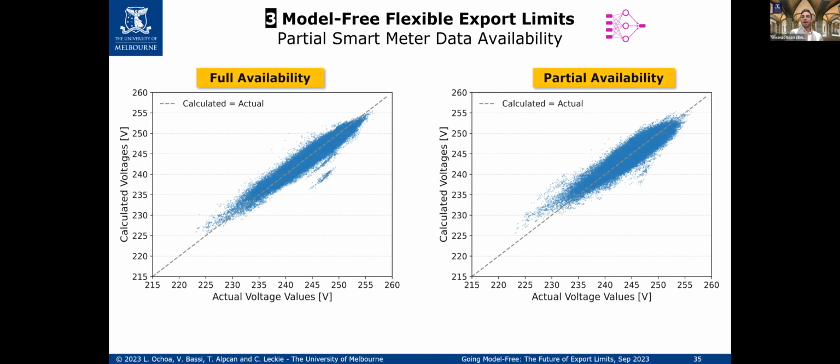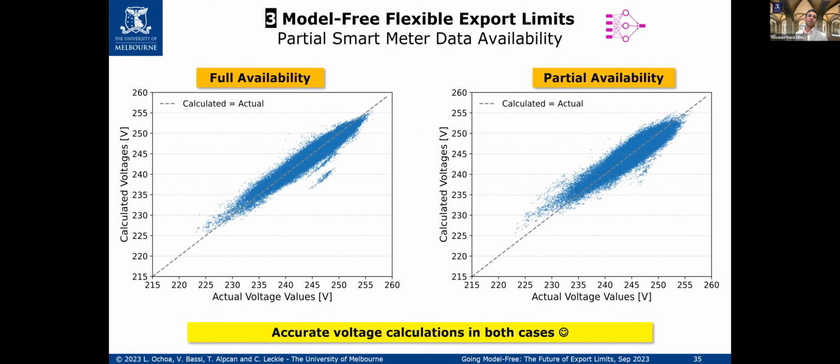Here we are presenting again these scatter plots. On the y-axis is calculated voltages, and the x-axis is actual voltage values. We can see that in both cases, we are capturing the underlying relationships of the low voltage network. What does this mean? Well, this means that we can actually do this with less data. And I'm going to spoil a little bit, but in our final report, we present that this can be done with even as little as 20% of smart meter data availability. So this can be done without 100% of smart meters.